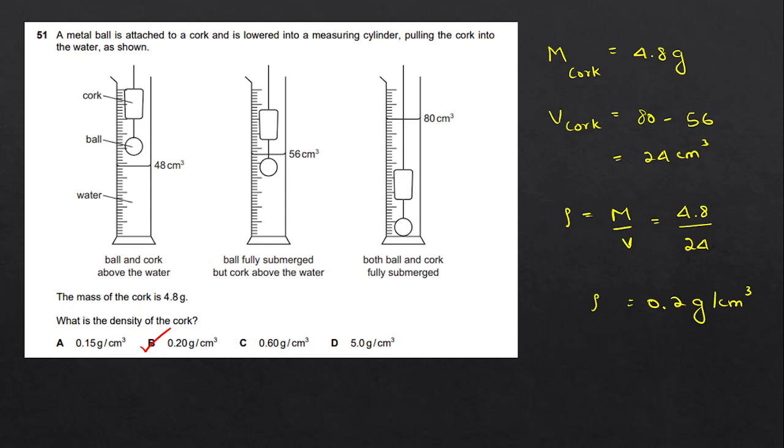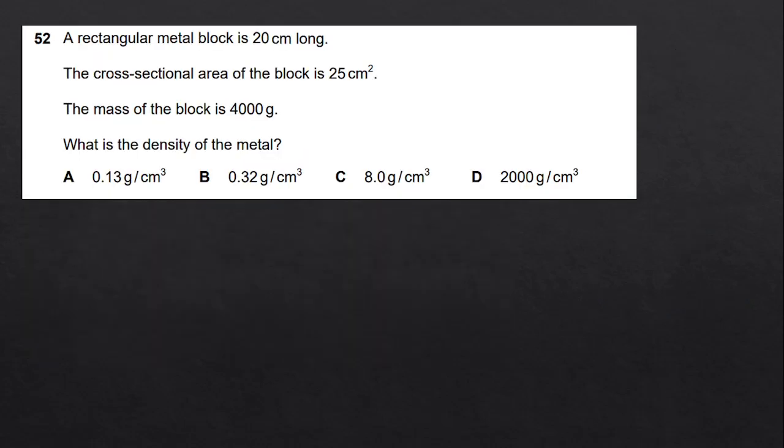Let's look at the next question. A rectangular metal block is 20 centimeter long. The cross-sectional area of the block is 25 centimeter square. The mass of the block is 4000 grams. What is the density of the metal?